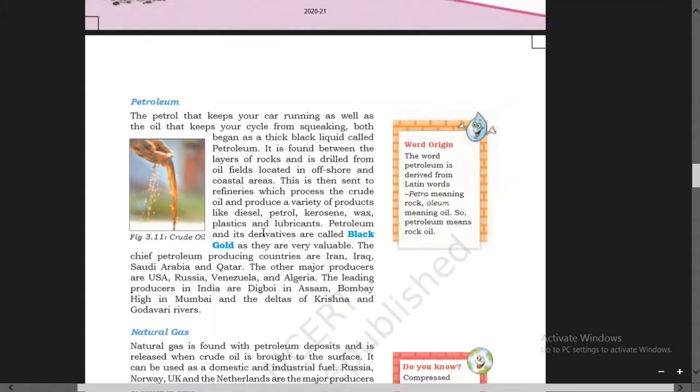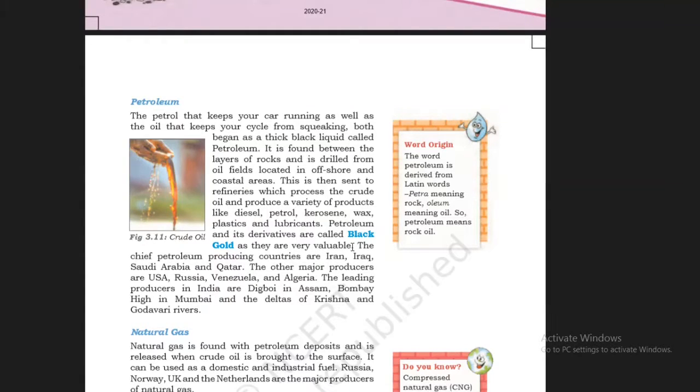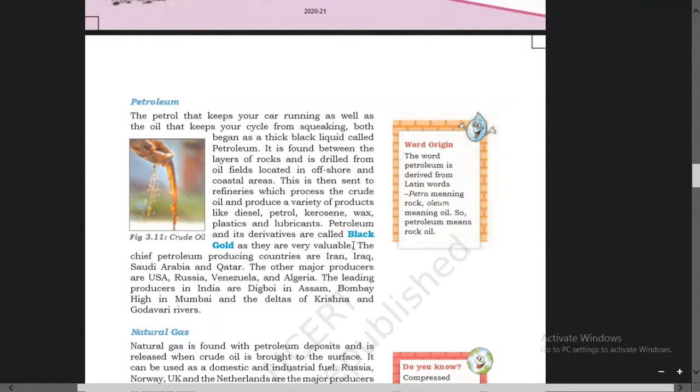Petroleum and its derivatives are called black gold, as they are very valuable. Petroleum and its allied products are called black gold. Here petroleum is known as black gold, boys.